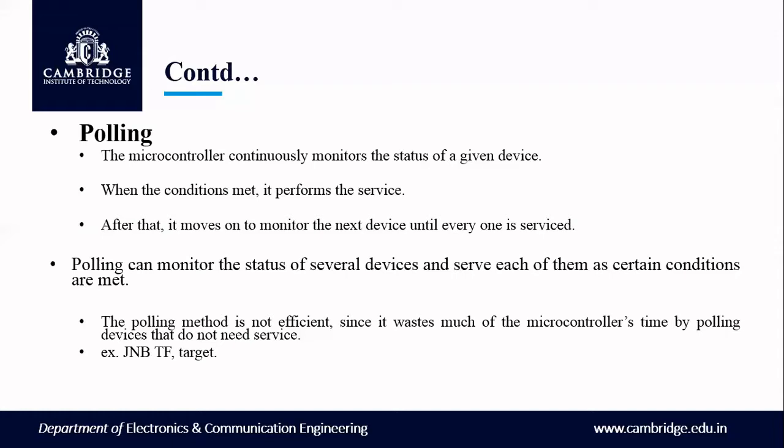This polling is done through one instruction, JNB TF, especially in timer programs. That is, jump if not bit, timer flag. It will keep checking until the timer overflows. In that case, the microcontroller will not be doing any job. It will just be waiting for TF to become 1. Until then, it will be monitoring the TF flag and wasting its time. So we say polling is not an efficient method.